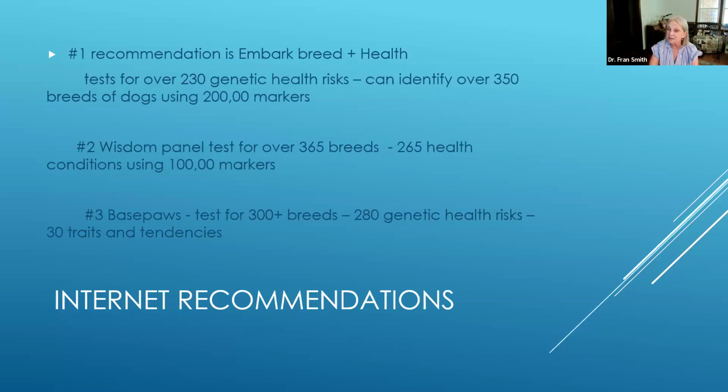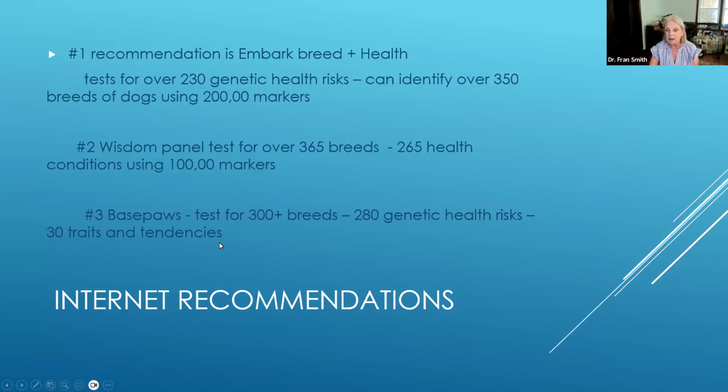The Wisdom Panel is listed as number 2. It can identify 365 breeds and 265 health conditions using 100,000 markers. Basepaws was listed as number 3. Even though I did do some significant research, I could find very little information for that company. It tests for 300 breeds, 200 genetic health risks, and 30 traits and tendencies. Now, traits and tendencies are hair coat. Are you going to shed? Do you have a curly coat, a wiry coat, et cetera?